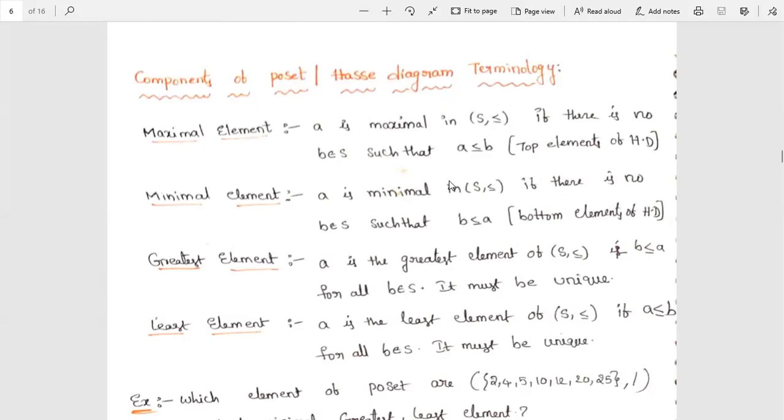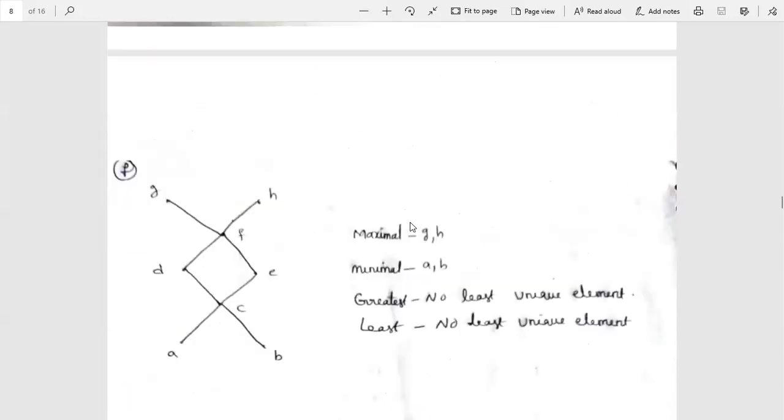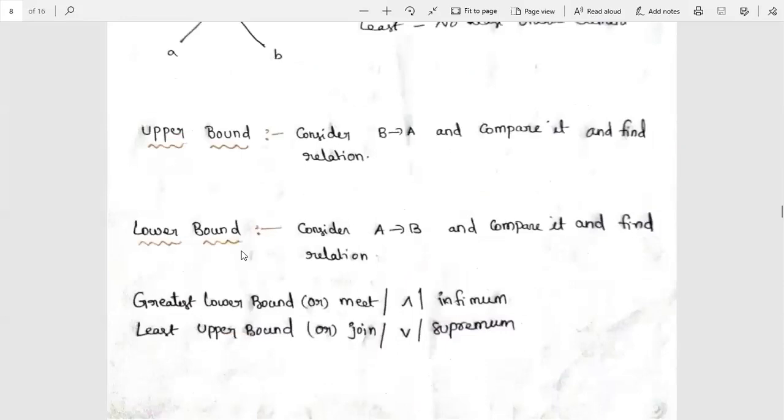So in this class we are going to discuss the remaining four components. Those are upper bound, lower bound, greatest lower bound, and least upper bound. So first, upper bound. We consider B to A. So what is B to A? Here A is the main set in which all the elements contained in the Hasse diagram, and B is a subset of A in which we have to take two or three elements according to the given example.